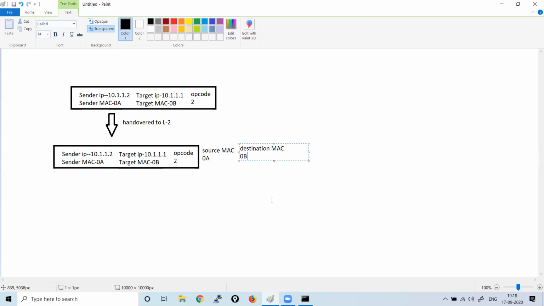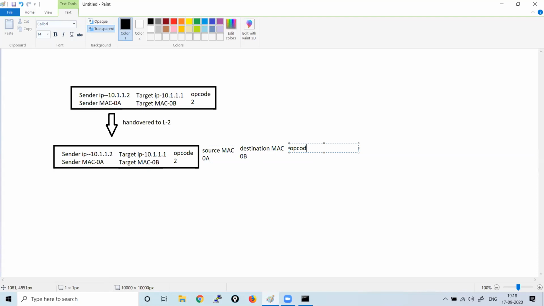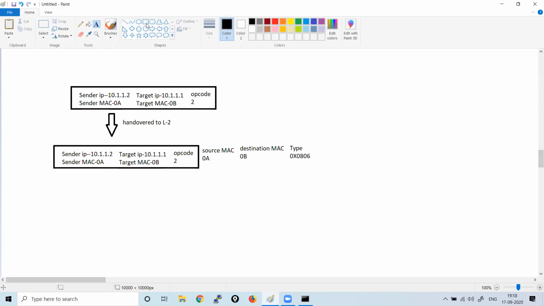Now, why are we not having any broadcast over here? Because it is known, right? The destination is known. Sorry, not opcode, the Type. What is the type? 0806. Still, it is ARP only, right?